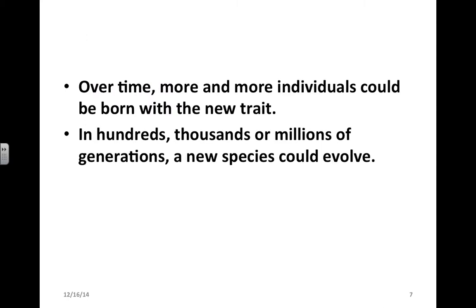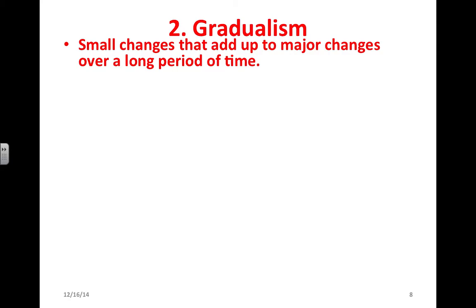Over time, more and more individuals could be born with these new traits. And in hundreds, thousands, or even millions of generations, you could get a very new species that could evolve different enough so that they can't reproduce with one another anymore.